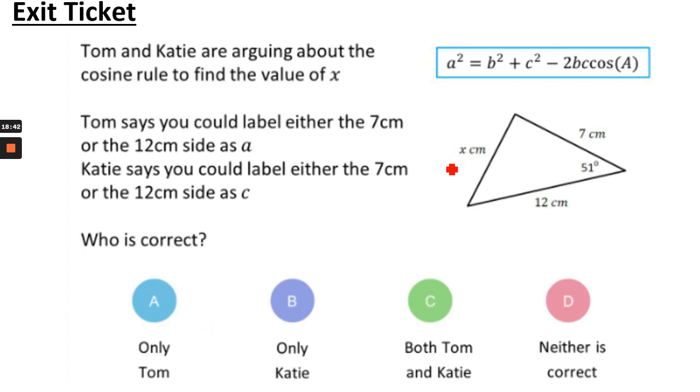Okay, so we want to work out x. We need to label that one A, that capital A, and then B or C can be 7 or 12. So Tom says you could label either the 7 or the 12 as A. That's wrong. And Katie says you could label either the 7 or the 12 as C. That is correct. So the only person who's correct is Katie.